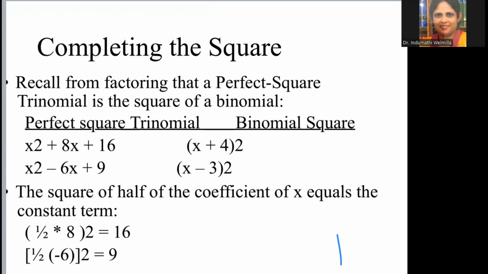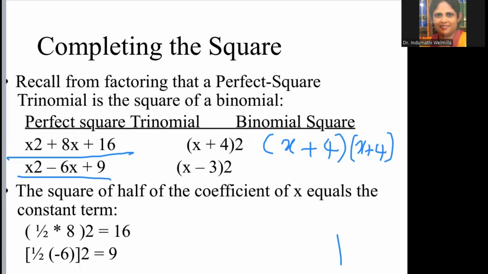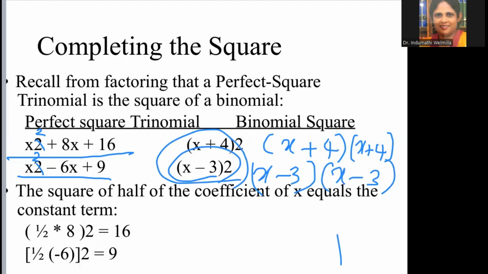In this case, you can see x squared plus 8x plus 16. Its factors are x plus 4 and again x plus 4. That means completing square, right? And here also, this is x squared minus 6x plus 9. The factors are x minus 3, again x minus 3, okay? That's what we call completing square.